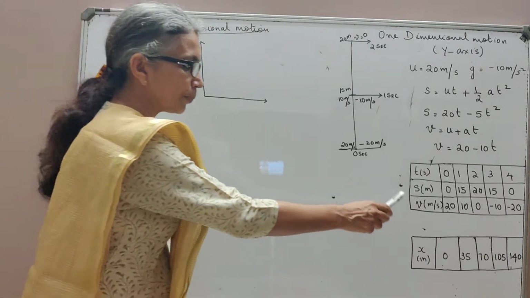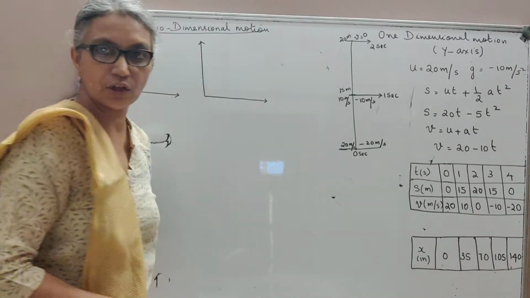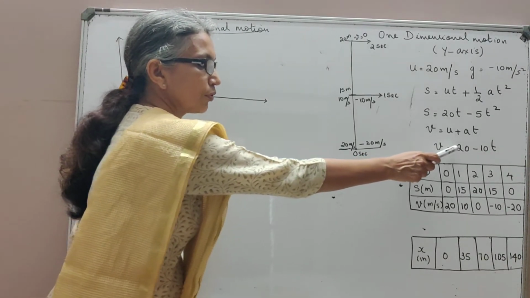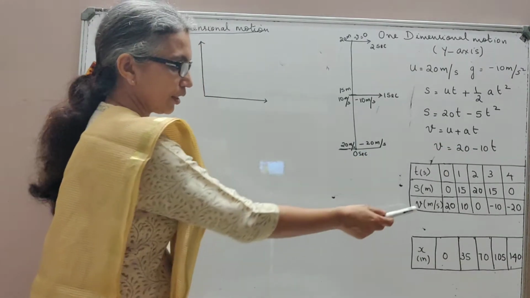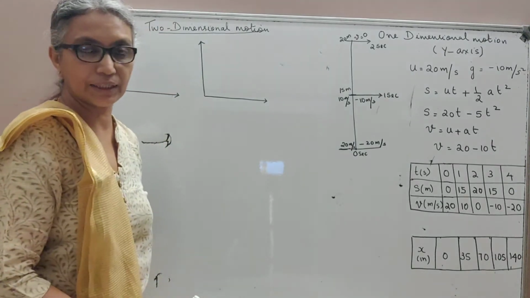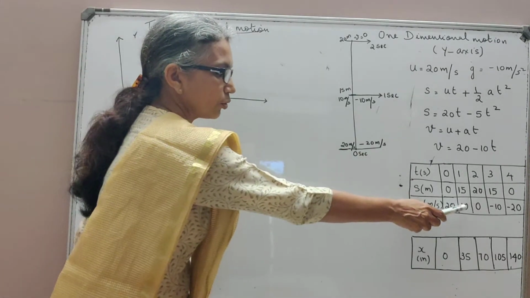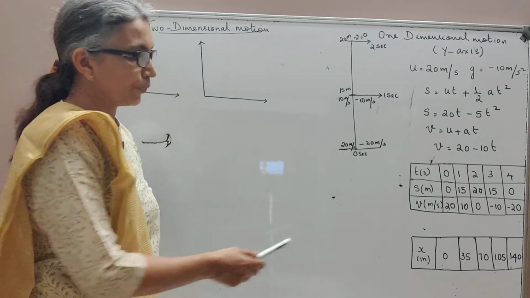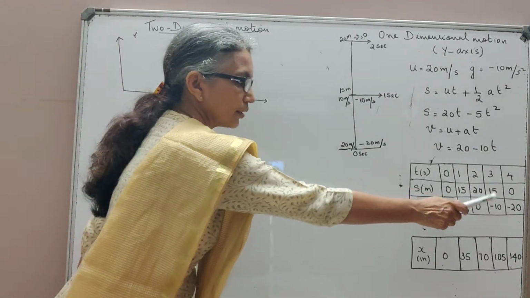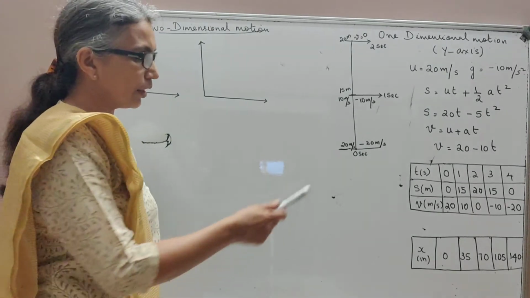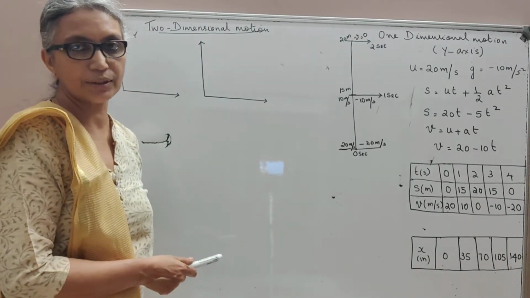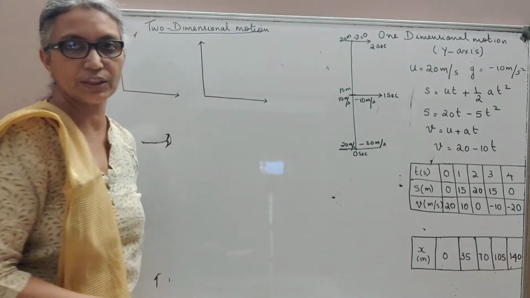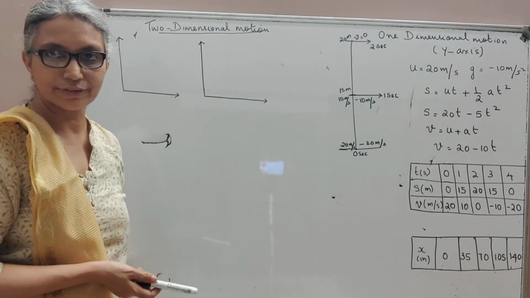If I plot the values of velocity at those intervals of time using this equation, the first one will be 20 minus 10 into 0, and that's how I got 20 meter per second. For t equal to 1 second, you will get 10 meter per second. At 2 seconds, the velocity becomes 0, at 3 seconds, it is minus 10 meter per second, and at 4 seconds, it is minus 20 meter per second. So using these two equations, I have plotted the values for displacement and velocity at different intervals of time.